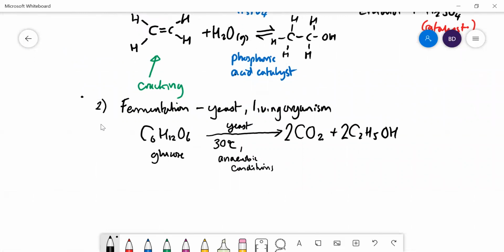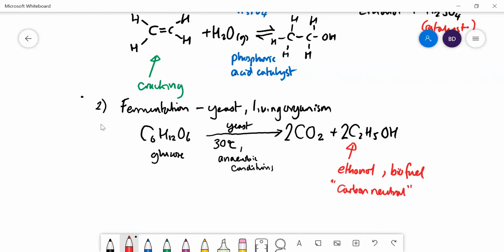Now, this ethanol could be used as a fuel. It's called a biofuel. And I think in Brazil, where they grow a lot of sugarcane, they actually make a lot of ethanol in this way, and they use it to power cars. It's called a biofuel because it's coming from a biological source. It's not coming from a fossil fuel. Some might say that it is carbon neutral.